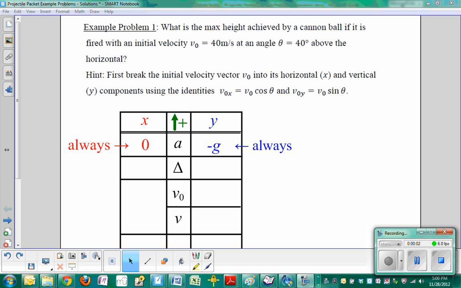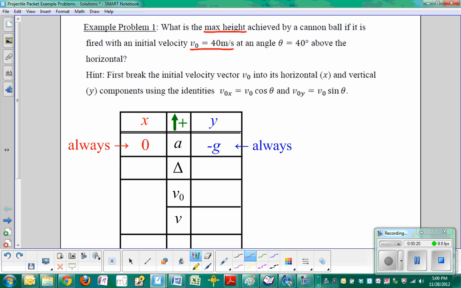All right, here is our first in the series of solutions to the example problems given in the projectile packet. In this particular problem, it's a max height problem. We're looking for the max height. We have an initial velocity of v naught equals 40 meters per second at an angle of 40 degrees above the horizontal. So we're just looking for the max height. This is a straightforward max height problem.